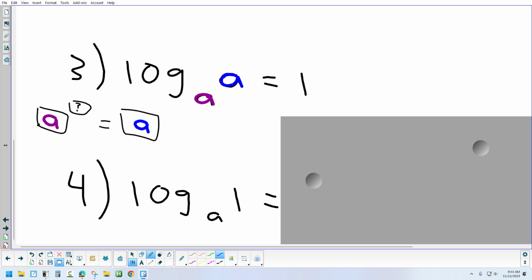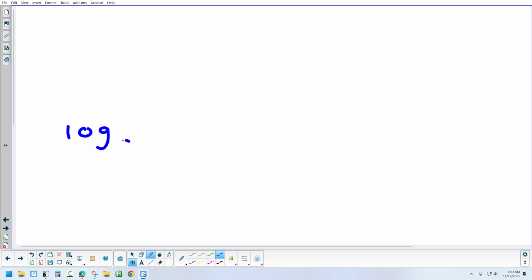Again, that is log form. Let's change it to exponential. Okay, don't know what it equals right now. Okay, so last one. What's my base? Yep. A is my base.